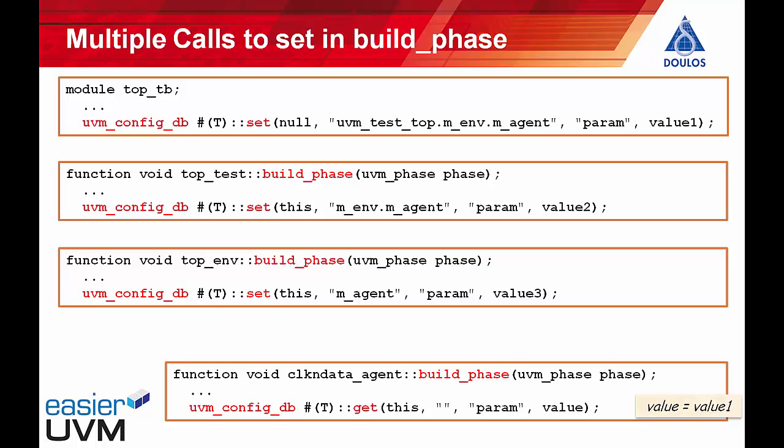Incidentally, this is also the reason why it's so important to get the first argument to set right, because the search order here, where we've set the same parameter multiple times, is determined by the component hierarchy, and the UVM configuration database gets its knowledge of the UVM component hierarchy from the first argument to set. So value 1 is the winner because this is the call that's been made with the first argument set to null.